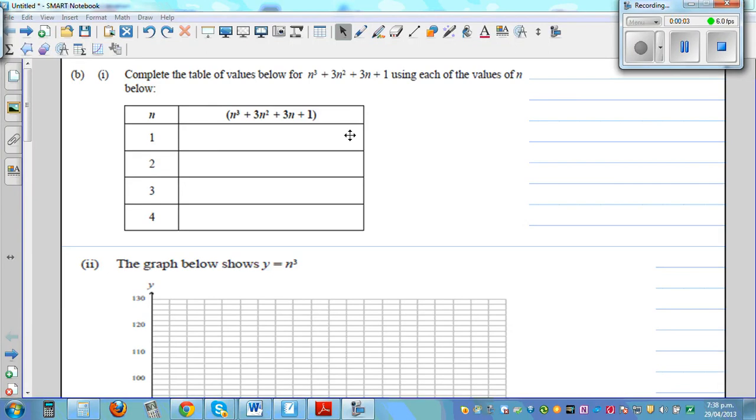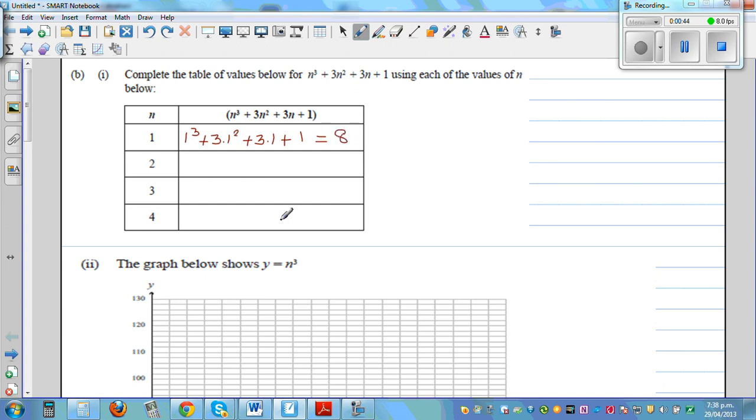Complete the table of values below for n cubed plus 3n squared plus 3n plus 1 using each of the values of n below. So we're going to use these values of n and use this formula to complete this table. So we have n cubed, so this is 1 cubed plus 3 times 1 squared plus 3 times 1 plus 1. So this is 1 plus 3 plus 3 plus 1, which is 4 plus 4, 8.